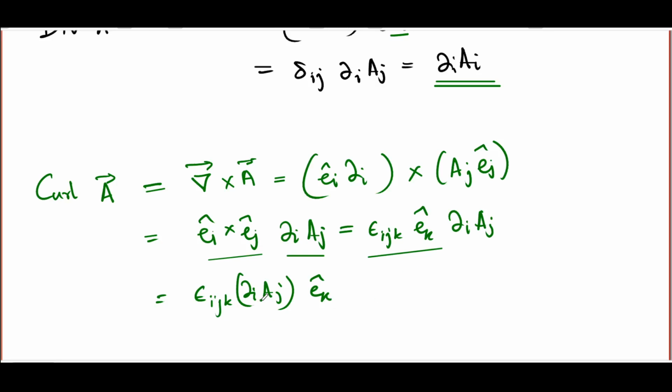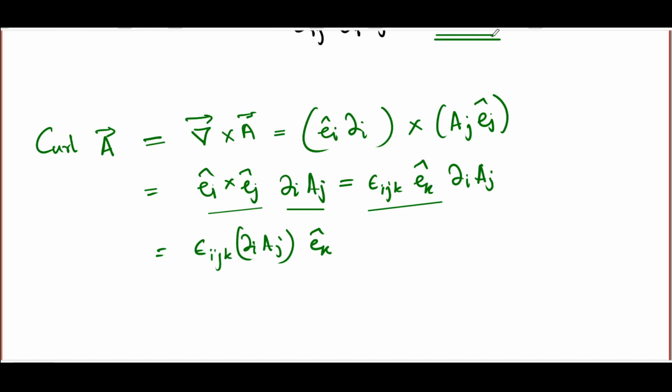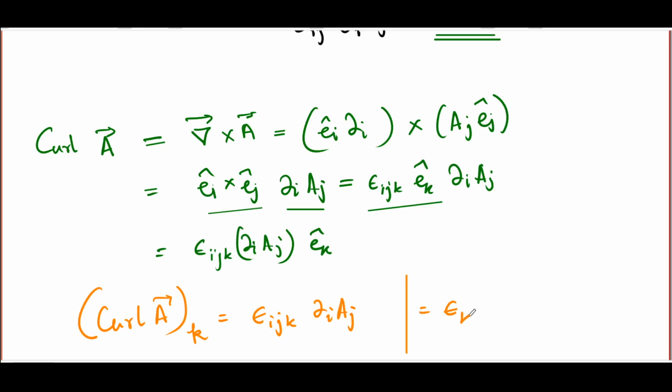So, the kth component of the curl of A, something we are going to need quite often in the future, is epsilon_ijk del_i a_j. You should notice that i and j are dummy indices which are sitting in the first two positions of the epsilon symbol. Of course, you could also write that as epsilon_kij del_i a_j.